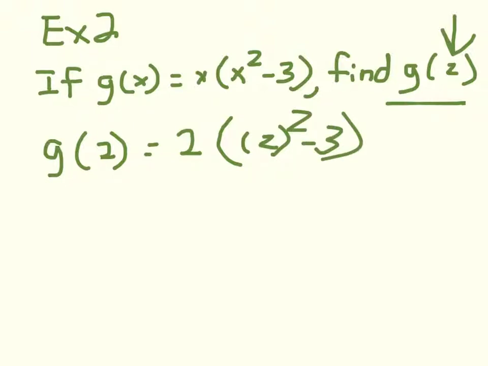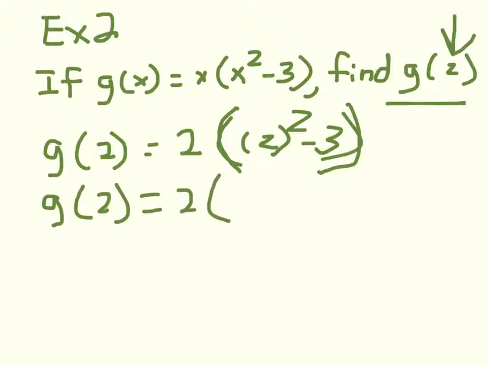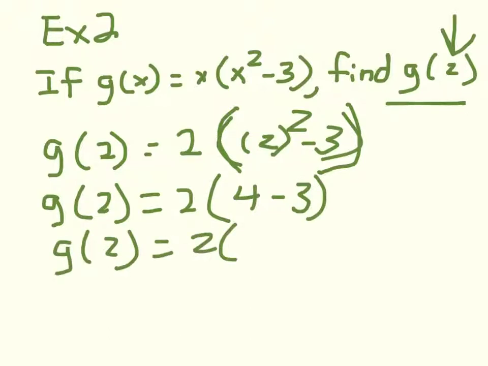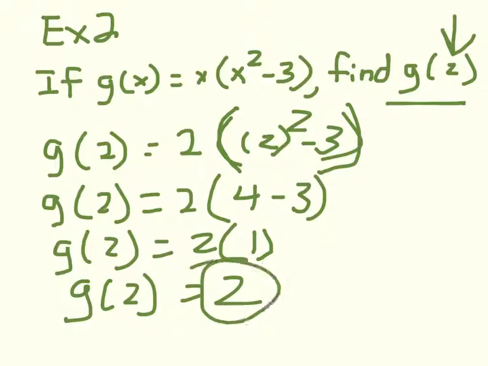Now, PEMDAS: is there any work inside the parentheses? Yes, so inside these parentheses I have work to be done. Inside the parentheses, I have to make sure I use my order of operations. Do I do the exponent or do I subtract? Exponents come before subtraction. So continuing, g of 2 is equal to 2 times, 2 squared is 4, minus the 3. So g of 2 is equal to 2 times 1. And finally, g of 2 is equal to 2. So my answer is 2.